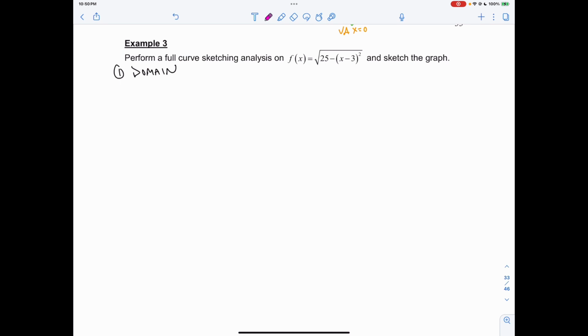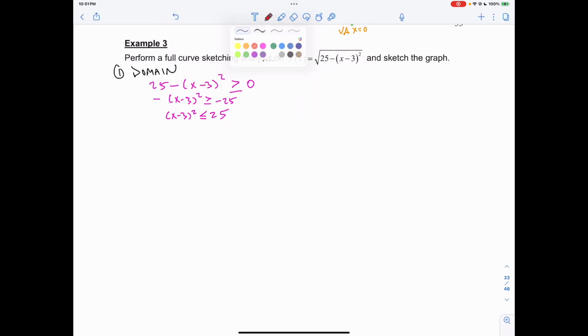We know, because it's a radical function here, that 25 minus (x minus 3) squared has to be greater than or equal to 0, which means that negative (x minus 3) squared has to be greater than or equal to negative 25. And when I divide both sides by negative 1, (x minus 3) squared has to be less than or equal to 25.